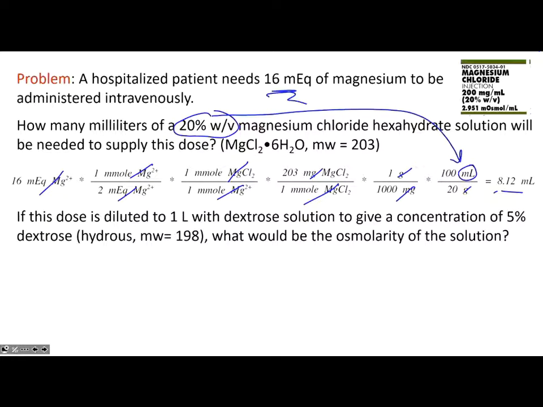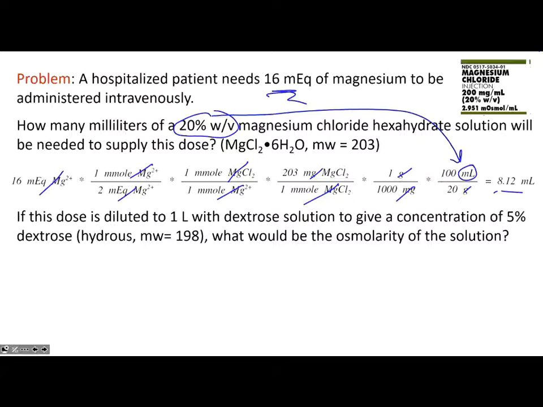All right, let's read the next question first. So it follows up on this. So we've got this 8.12 milliliters that provides 16 milliequivalents. What we're going to do is put that in an IV bag such that the final volume is 1,000 milliliters. So don't worry about the excess. It's just a total volume of 1,000 milliliters, 1 liter, and we're using D5W.